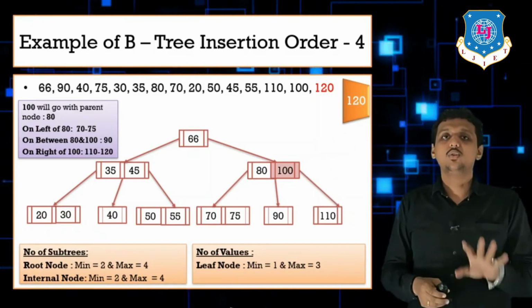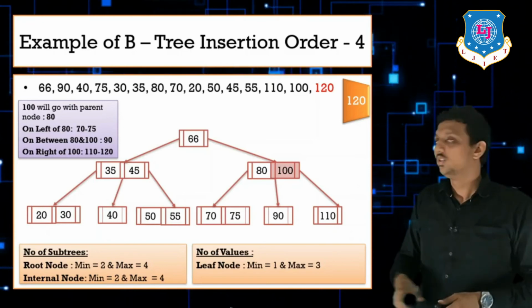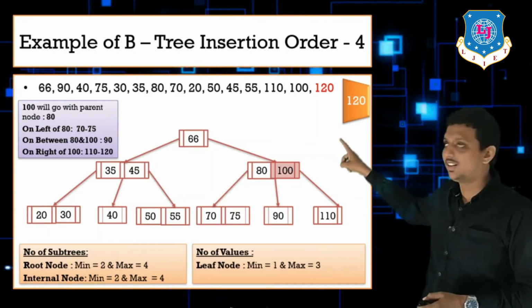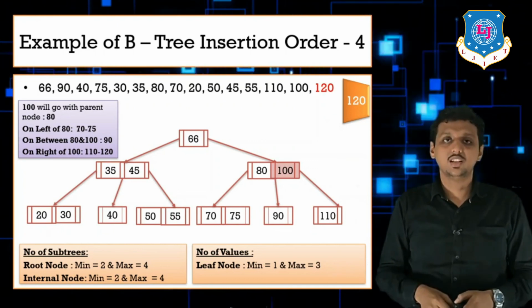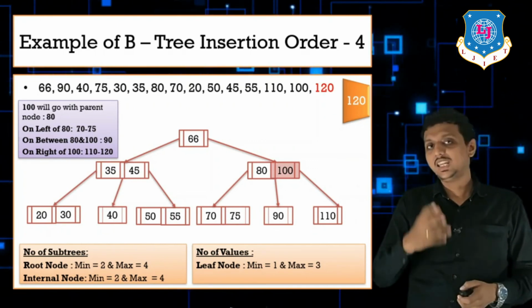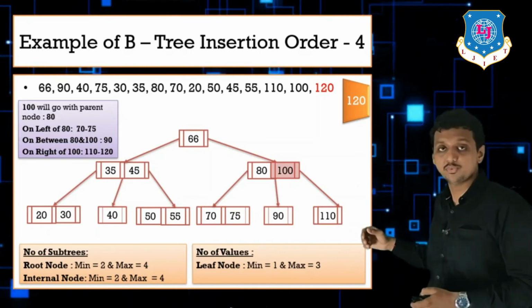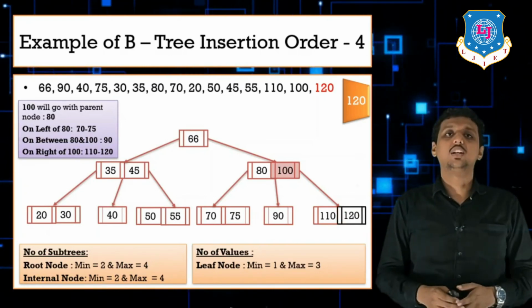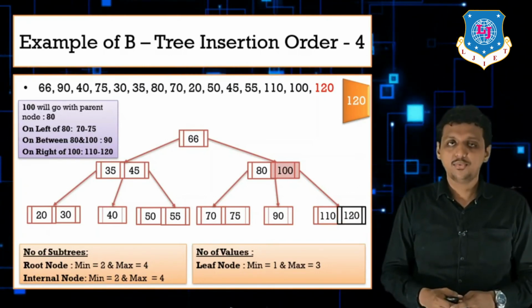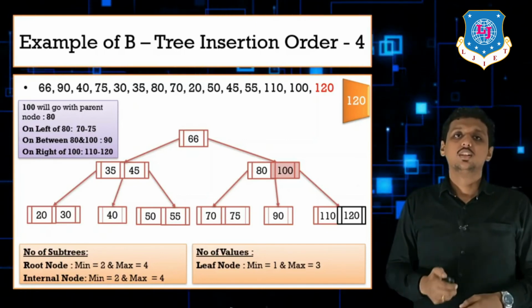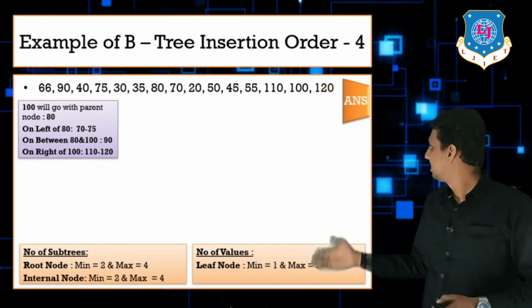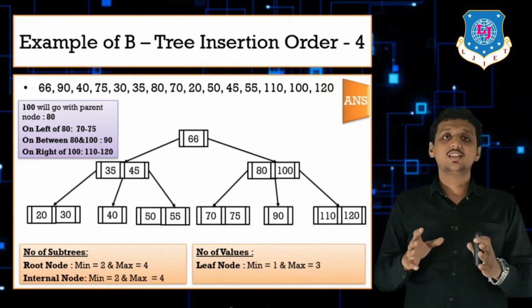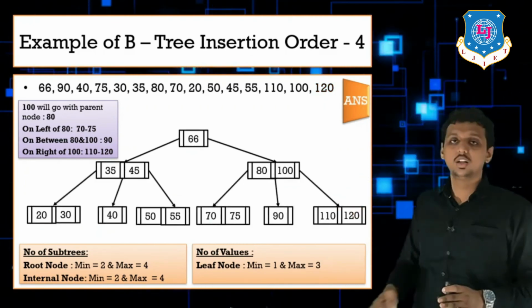Fine. So now just 120. So check 66, right, 100, right, 110. Now 110 has enough space to insert 120. Yes, there is enough space. So we just need to insert 120 over there. Fine. Okay. So this is our final answer. Here it is. So this is a B tree of order 4.